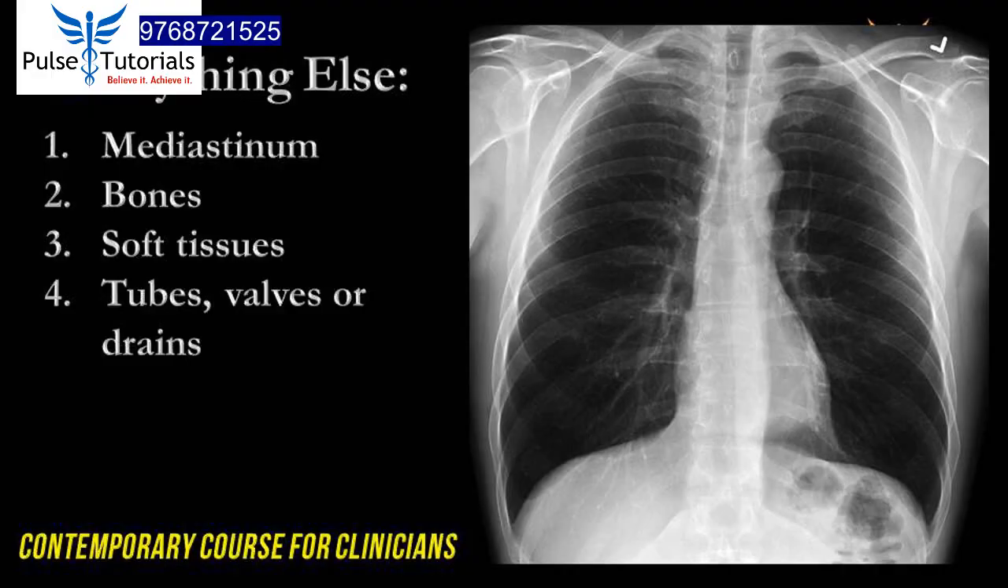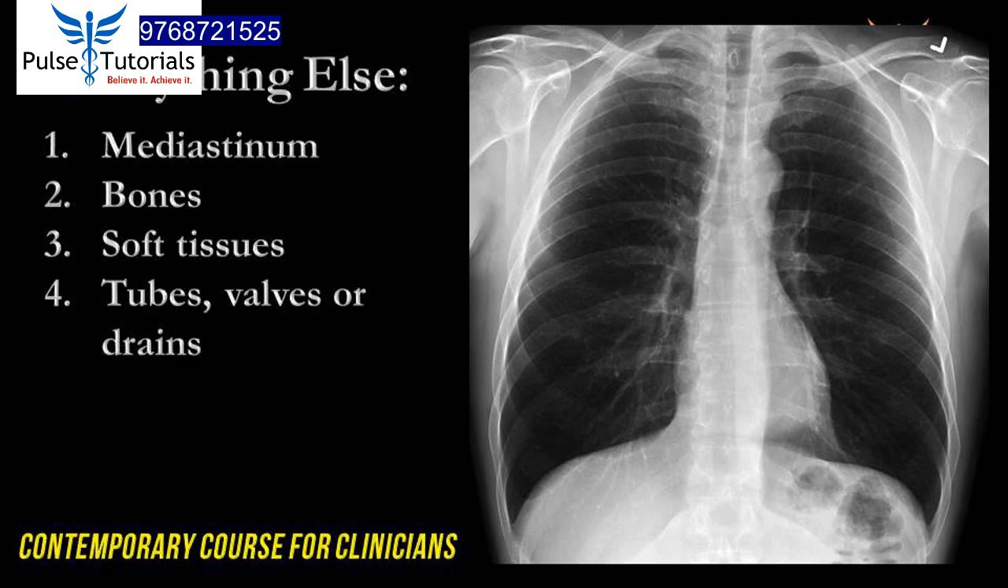Now once you're done with A, airway, B, breathing spaces, C, the cardiac shadows, and D, that's the diaphragm, then is the time to go to everything else on the chest X-ray. Everything else will include mediastinal shadow, the bones, the soft tissues, any tubes or valves or drains that you might notice on your patient's chest X-ray.